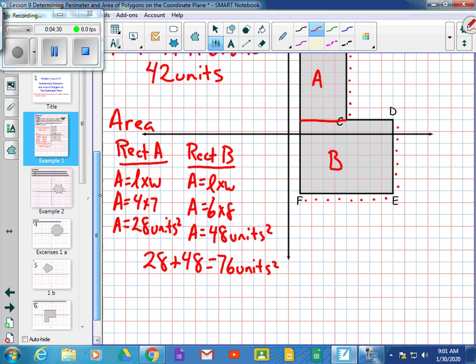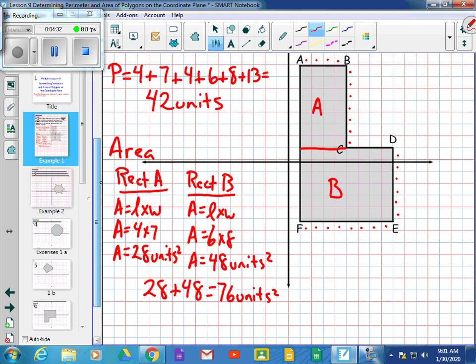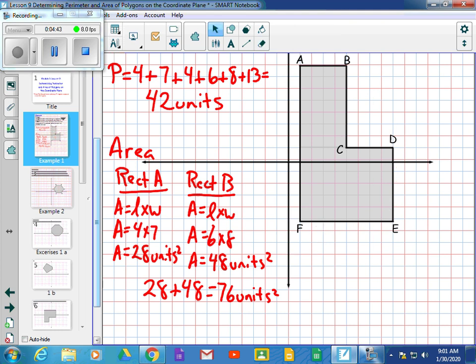I could double check myself if I wanted to. I could count all the squares inside there. I should get 76 of them. Now, of course, we could do other methods. You have options of what methods you could do to solve this. We could draw a line like this, and you can find the area of the large rectangle and take away this particular small rectangle. Either way, you should get an area of 76 square units and a perimeter of 42 units. She would need 42 units of fencing to go around the garden and 76 square units of dirt to fill the garden.